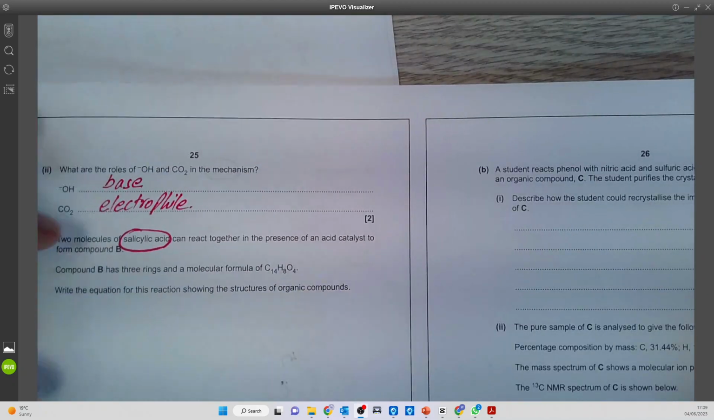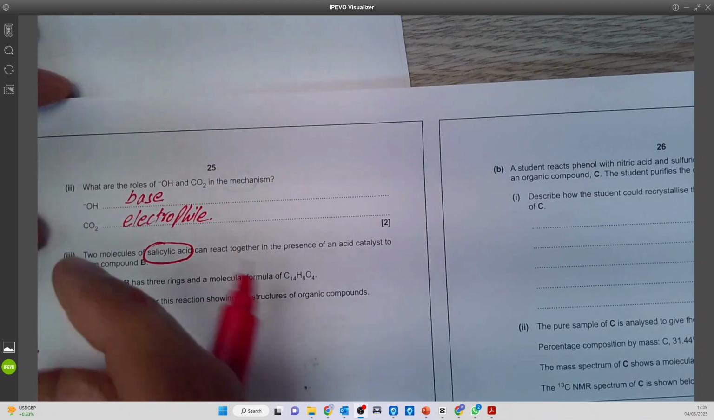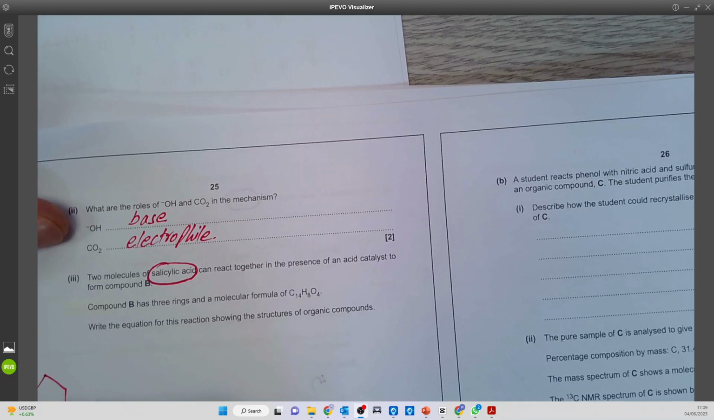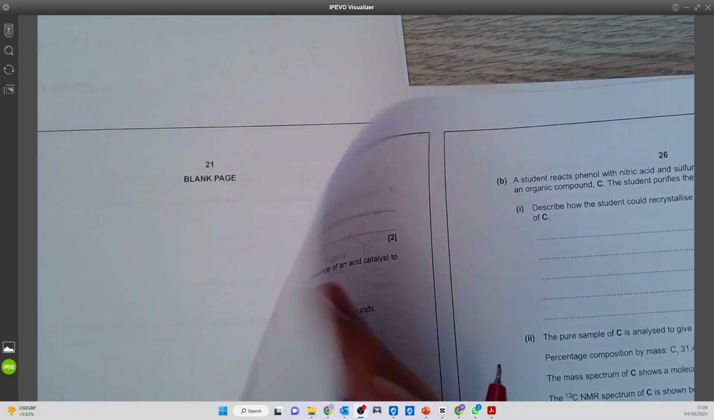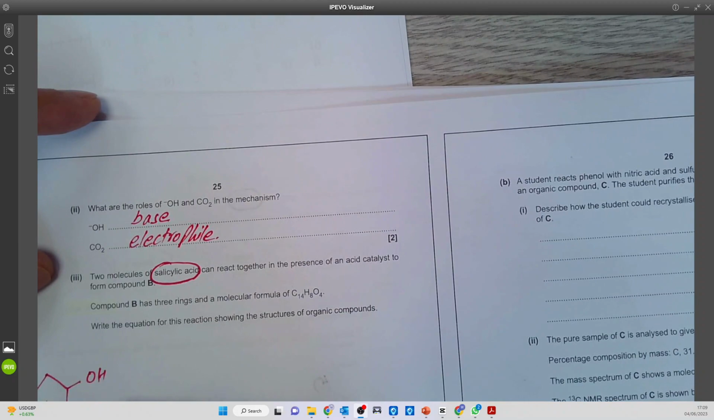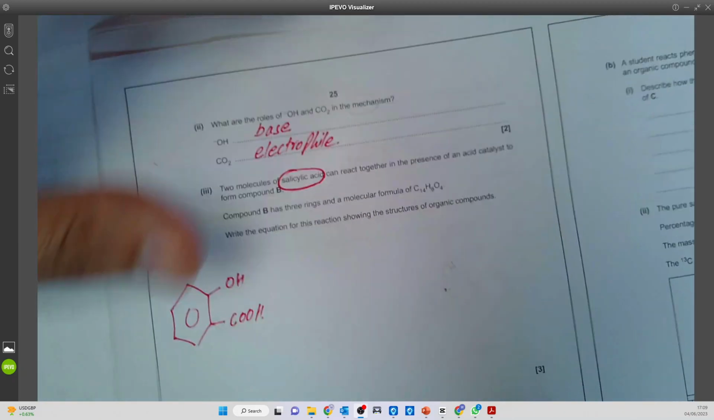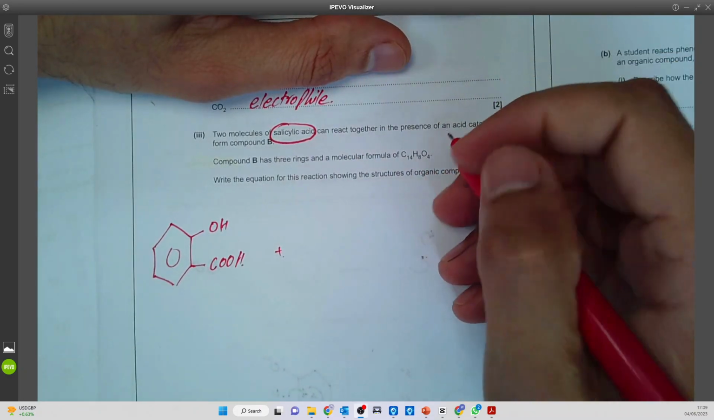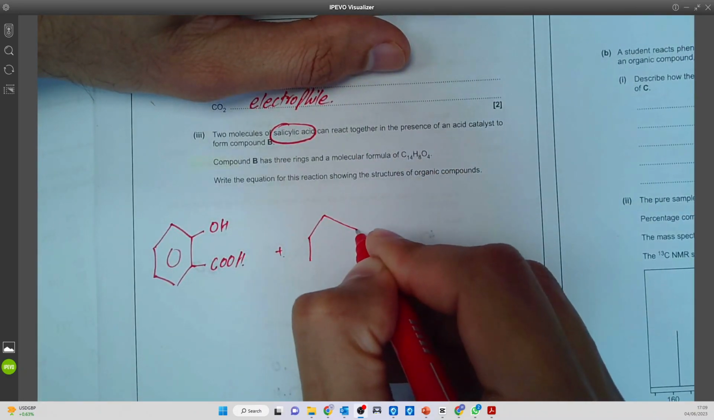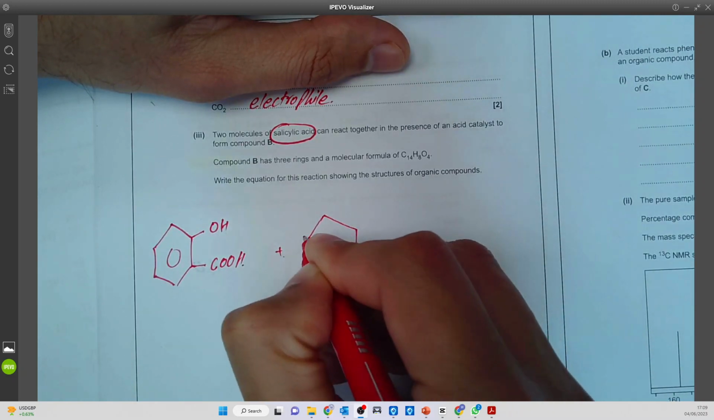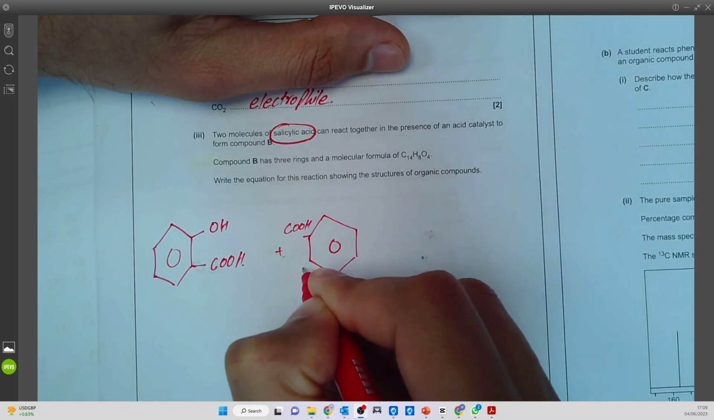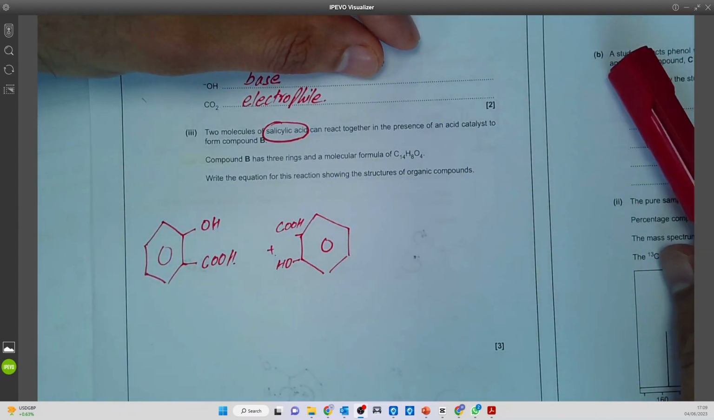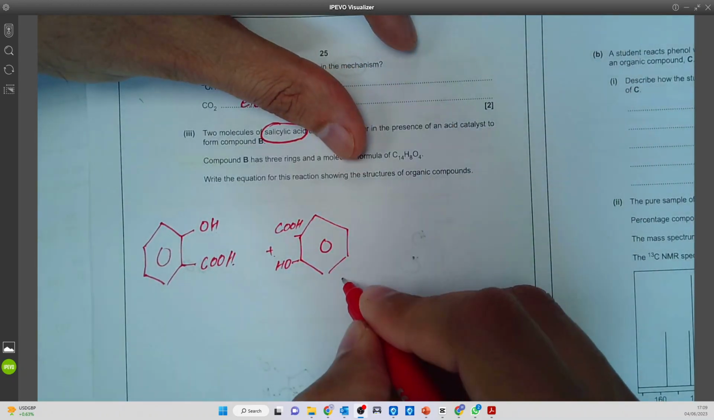I'll copy the structure first. Just a ring. Here I have OH. Here I have COOH. Okay, I can have another of this, but when I'm writing another one, I'm not going to write it like this. I flip it just to make my life easier. So I'll say at this location I have COOH. This location I have H. Agreed?